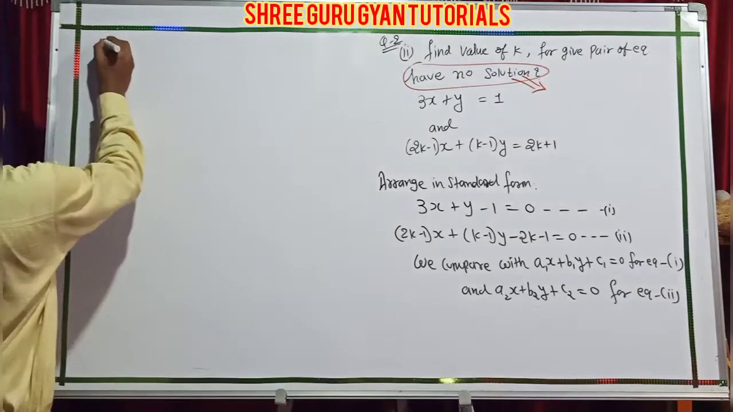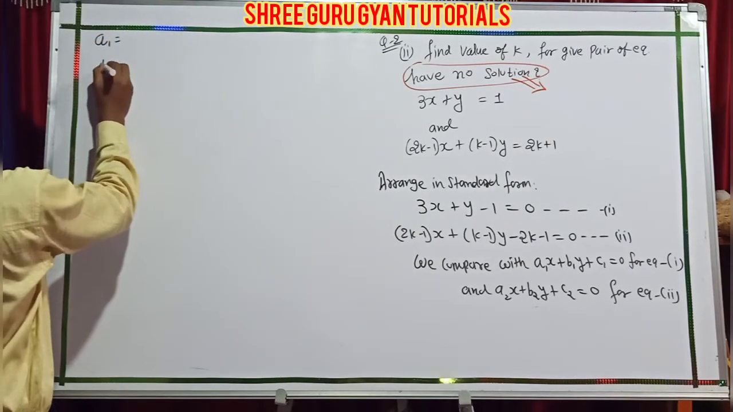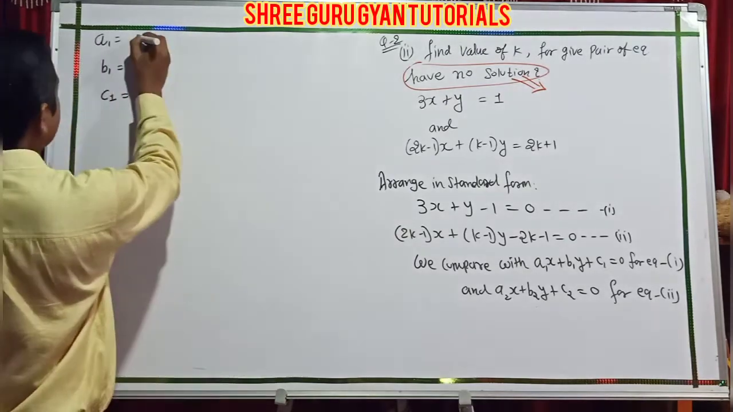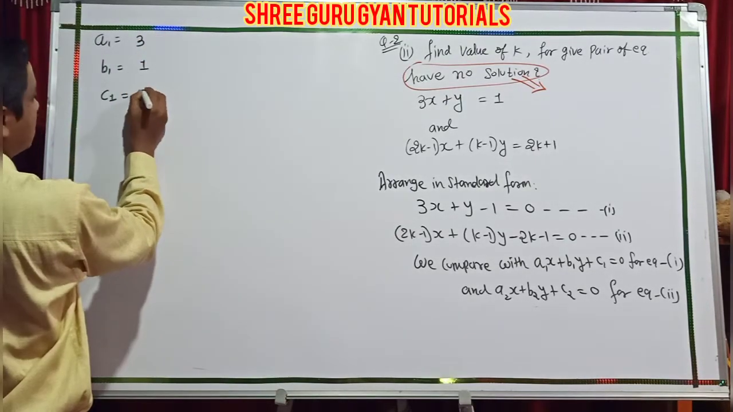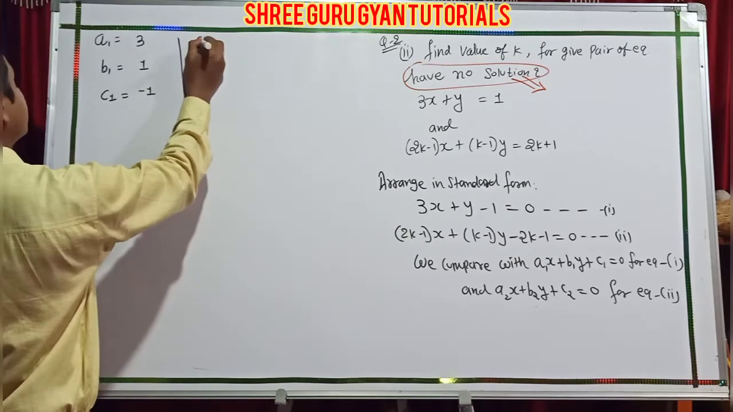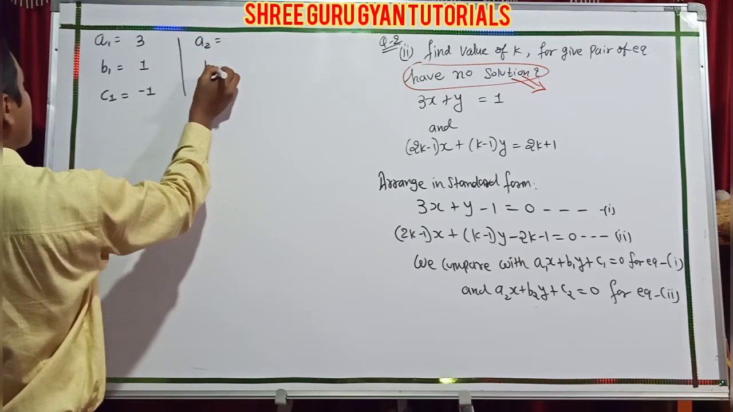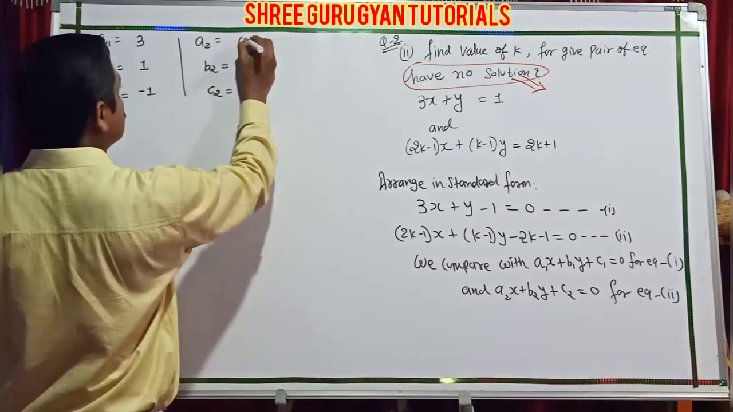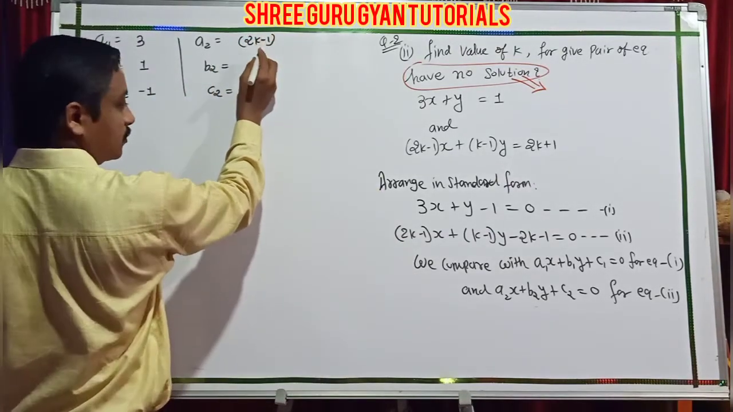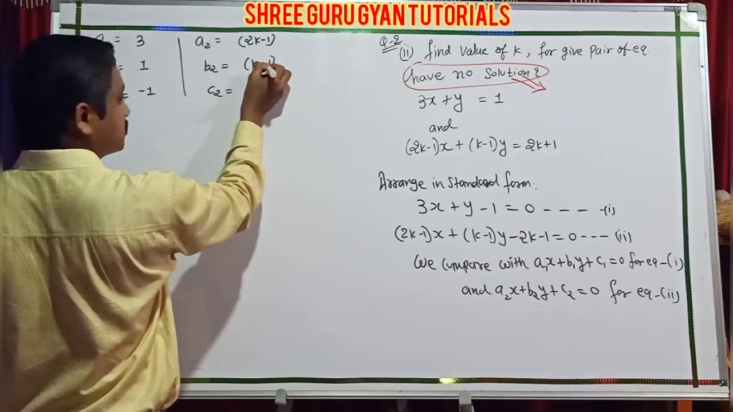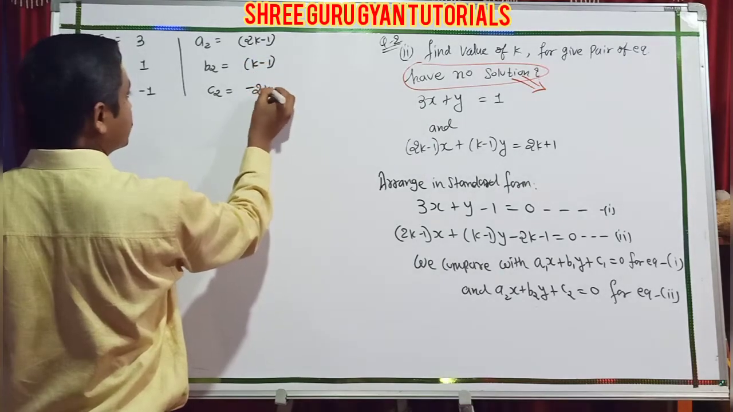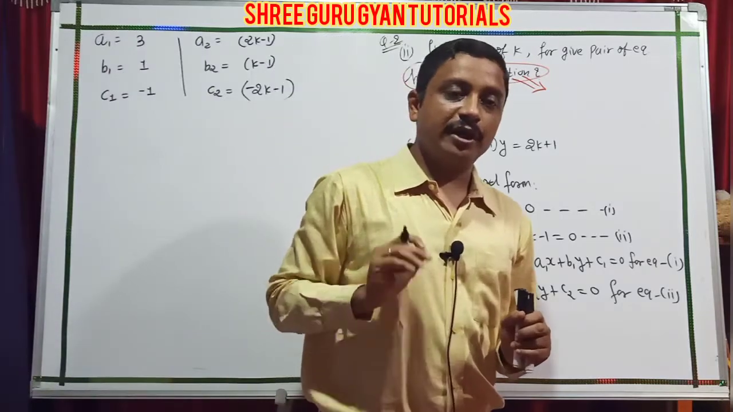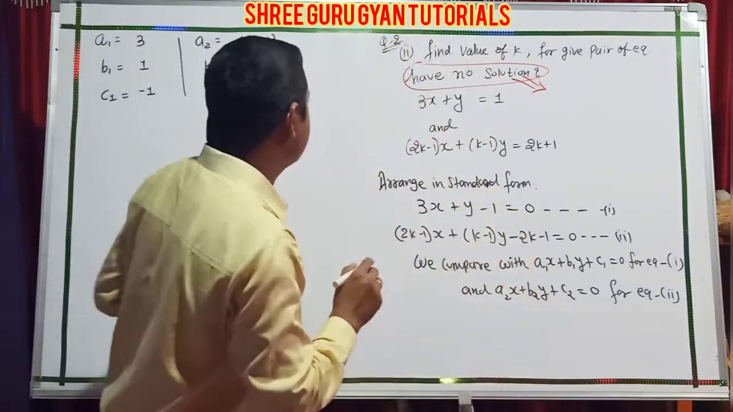So here a1, b1, c1: our a1 value is 3, b1 is 1, c1 is minus 1. And the same for a2, b2 and c2. What is a2? It is 2k minus 1. Next, k minus 1. And last, minus 2k minus 1. That's your third. A2, B2, C2.